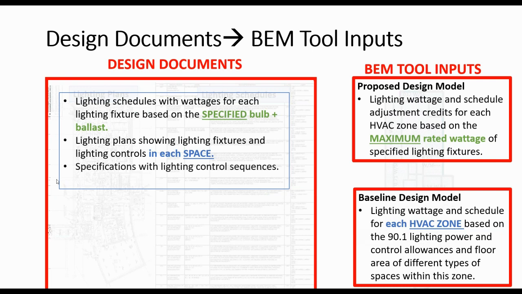However, in the BEM tool, you need to calculate lighting wattages and schedule adjustment credits in the proposed design model for each HVAC zone. So that's one difference. The design documents are by space, but in the BEM tool, you're typically inputting the information by HVAC zone. Also, in the BEM tool, it's a requirement of 90.1 that you enter the wattage based on the fixture's maximum rated wattage. And this is often not on the design drawings, so it's something that as a modeler you need to check. And in the baseline design model, you also need to determine the lighting wattages and schedules for each HVAC zone, which is going to be comprised typically of multiple spaces and often multiple space types. So you need to calculate that based on the tables and instructions in 90.1.